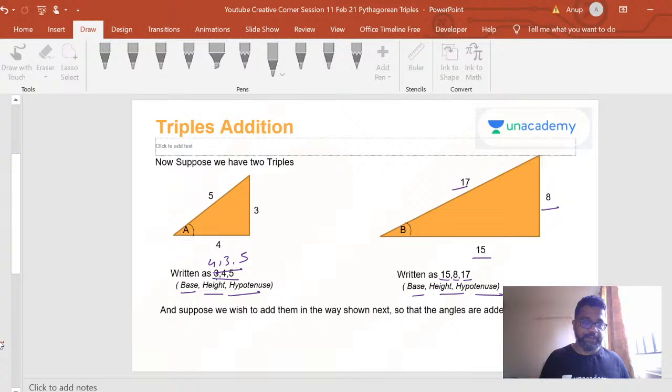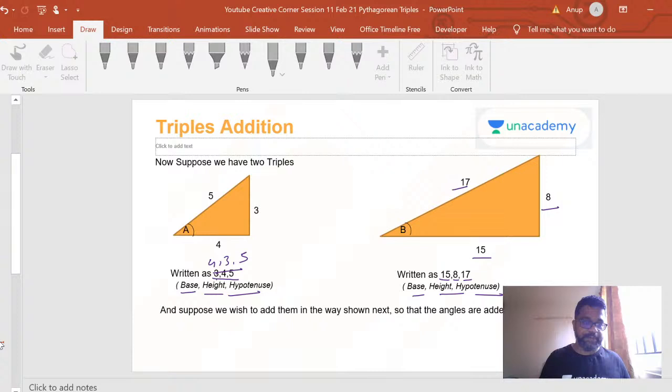And what I need to do is, essentially, when I'm trying to find out the triple, I have to find the triple of these two together, right? Because this forms another right angle triangle. So I need to find the sides of these. So effectively, if I add the triple for A and the triple for B together, I will get this triangle, right? So this is what I'm doing.